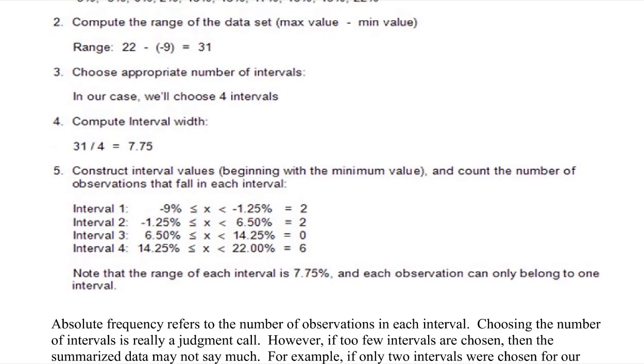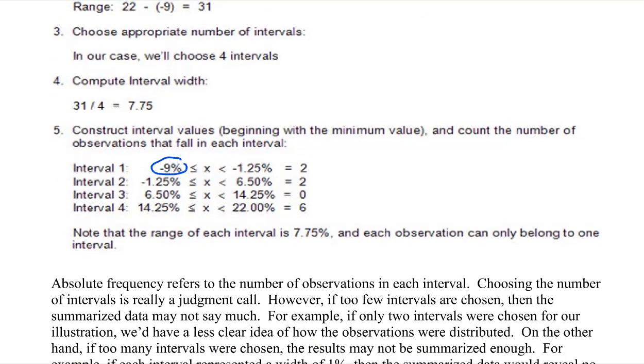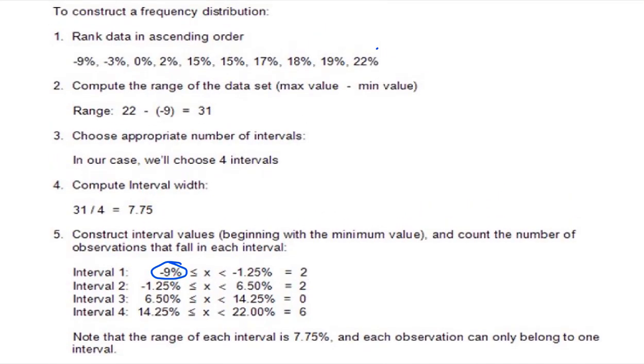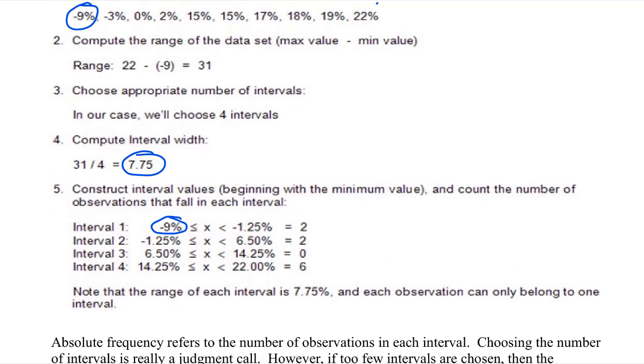And then in step 5, we construct the interval values beginning with a minimum value, and then we count the number of observations that fall within each interval. So if you look at what I've done here, we start with the lowest value. There it is, just looking at the array data. So our first interval, or our lowest interval, starts from the lowest possible value, which is -9. But remember, we said each interval would have a width of 7.75. So if you add 7.75 to -9, the first interval ends at -1.25.